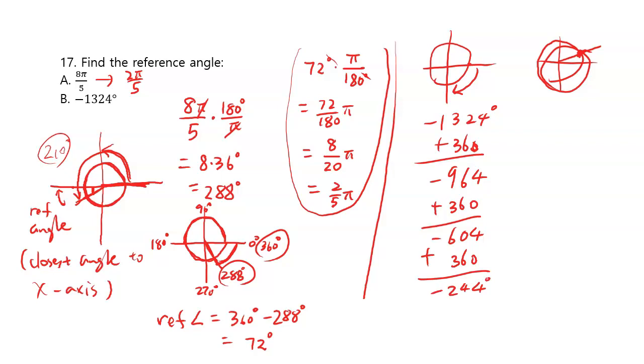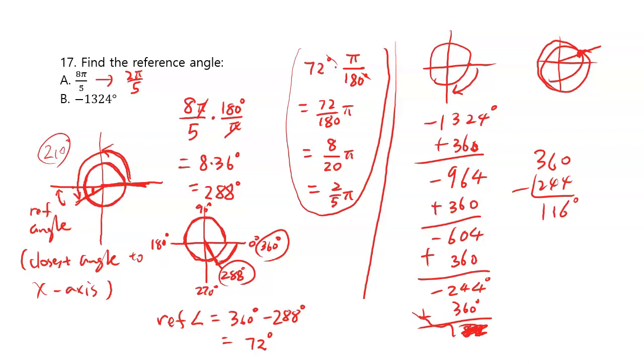You can add another 360 because this is so negative, it's hard to figure out what that is. So I add 360. Then what's that? 4 minus 0 is 4, 4 minus 6 is 8. Alright, I shouldn't do this. Let's see, 360 minus 244, that's what I should do. That's 116 degrees.